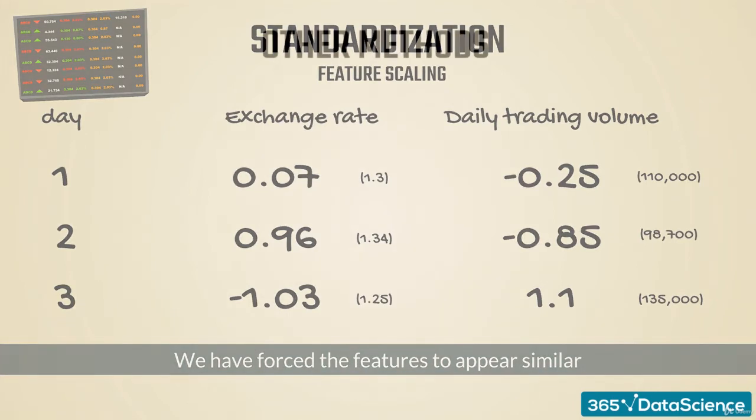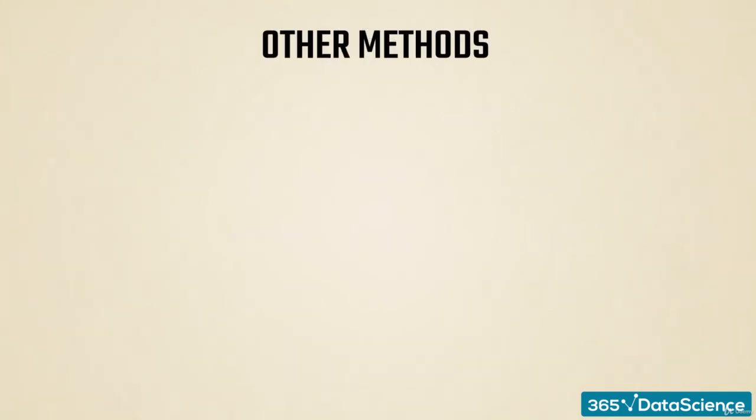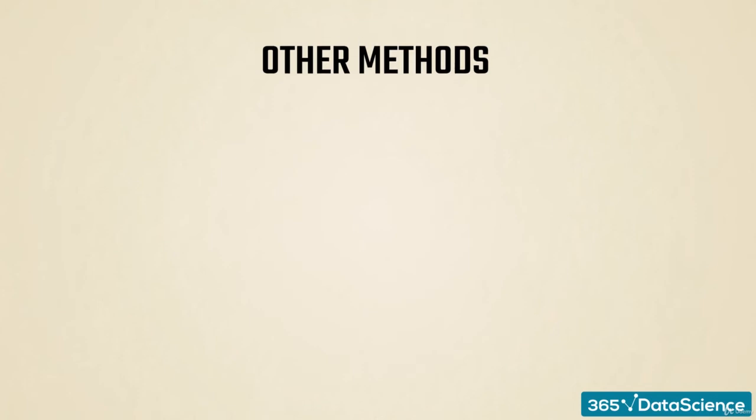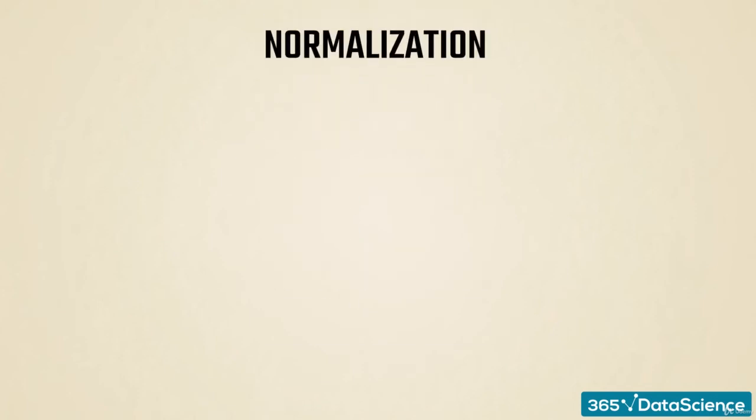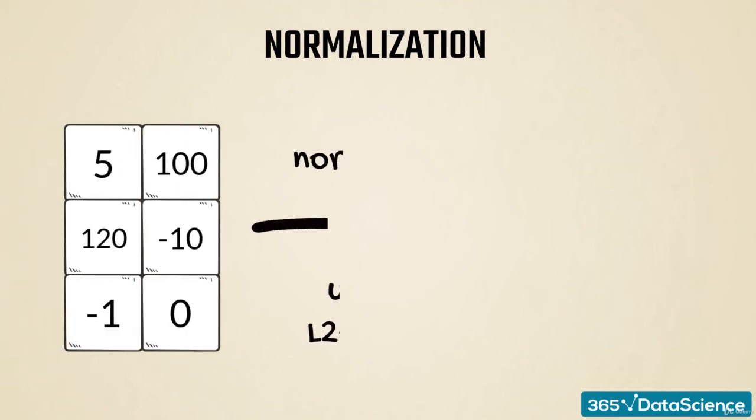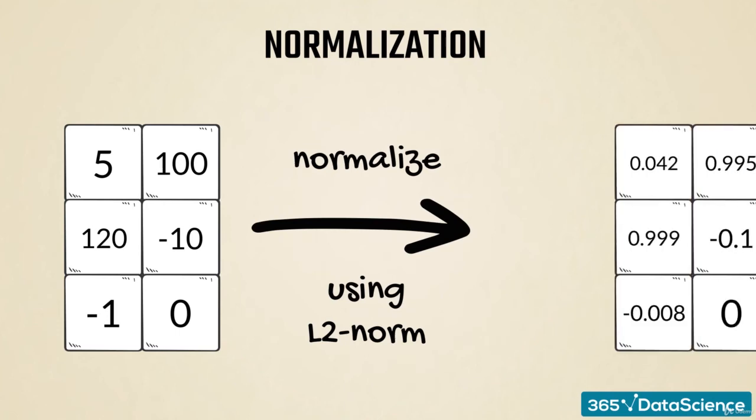Besides standardization, there are other popular methods too. We will shortly introduce them without going too much into detail. Initially, we said that normalization refers to several concepts. One of them, which comes up in machine learning, often consists of converting each sample into a unit-length vector, using the L1 or L2 norm.